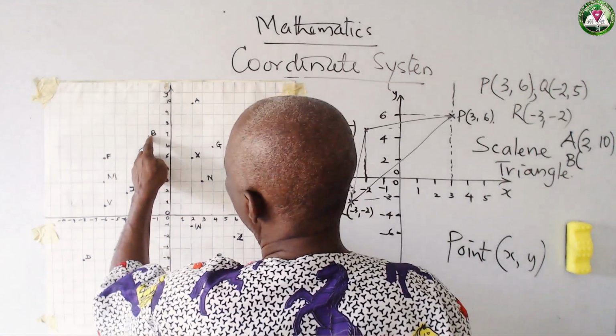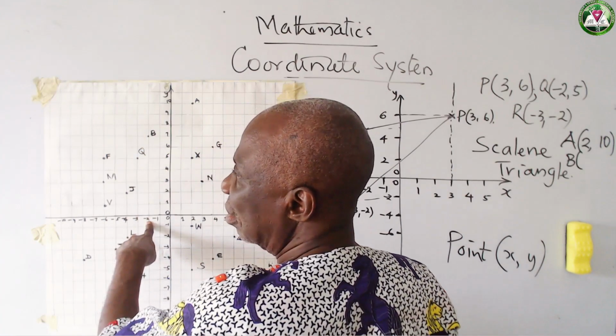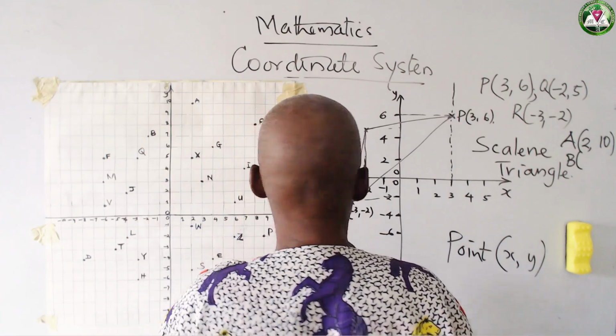Look at B, follow it and come to the x-axis. What number do you see there? -2.